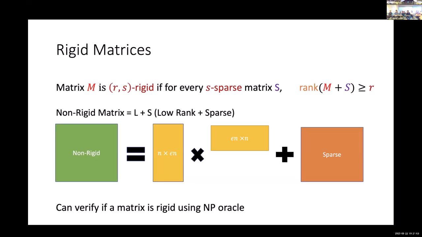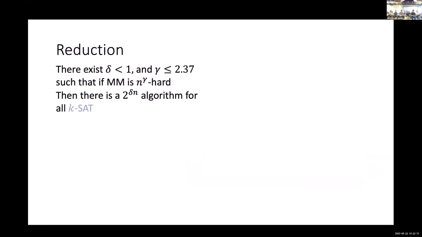Okay. And again, because I can check if a matrix is low rank plus sparse using an NP oracle, where the NP oracle just gives me the low rank plus sparse decomposition, I can verify if a matrix is rigid with an NP oracle. Okay. So now we have these. Any questions about the definitions before I finish the reduction? Okay. So the reduction is actually very easy.